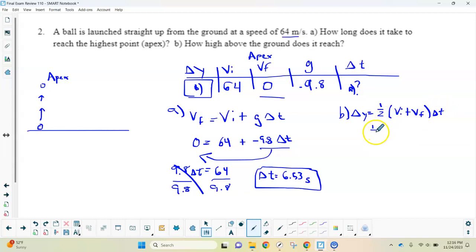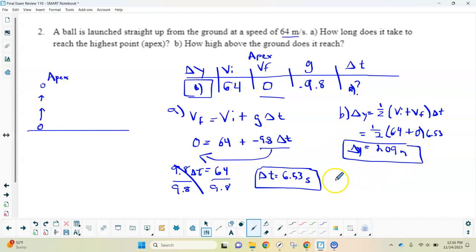So 1/2, the initial velocity is 64. The final velocity was 0 because at the highest point it's not moving. And then the time is the 6.53 that we just got for our answer. So you're going to put that in the calculator. And when you solve that, delta y turns out to be a really big number. It's like 209 meters. So that's a really big distance up, but it's a really high velocity to start, 64 meters per second, so it's going to go far.